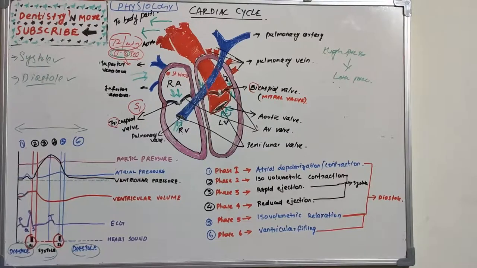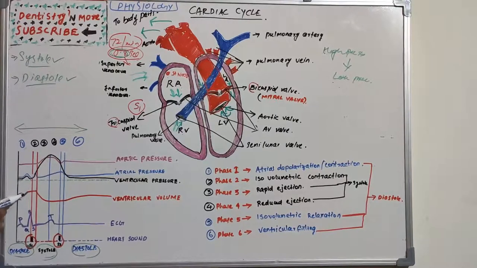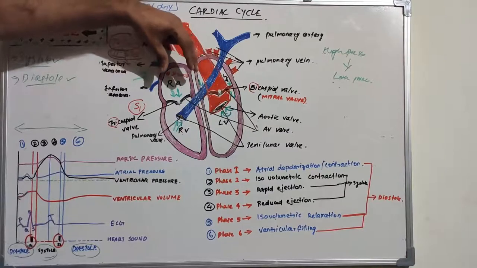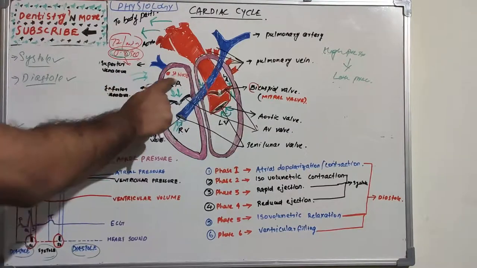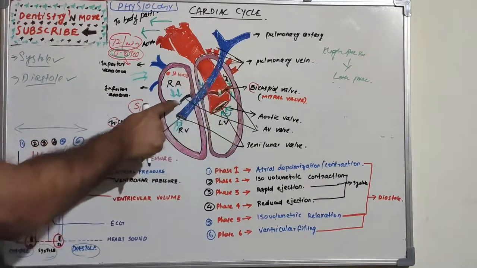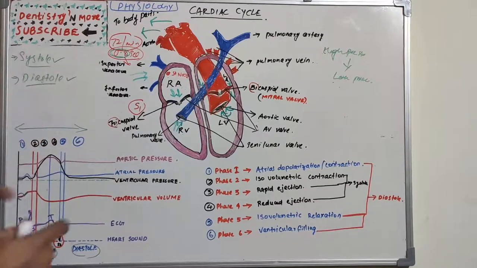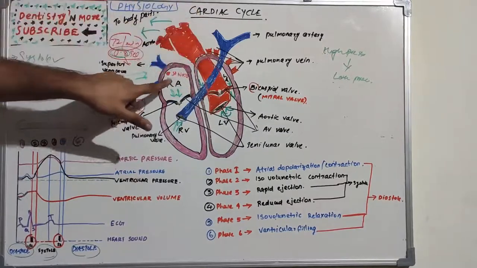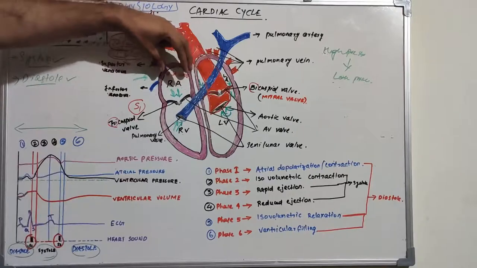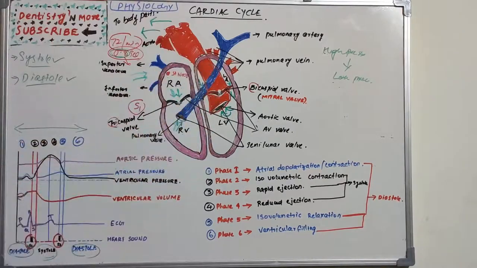That is atrial depolarization. After that, the atrial contraction happens, that is the spike. You can see this going upward, that is the ventricular volume increasing. How is it increased? There is active movement of blood from atrium to ventricle, because of the opening of these valves. Before that, they are not very much open. So the valves open, the pressure increases in the atrium, and the blood actively moves to the ventricle. That is why ventricular volume and atrial pressure are increased. Okay, so that is the P wave.